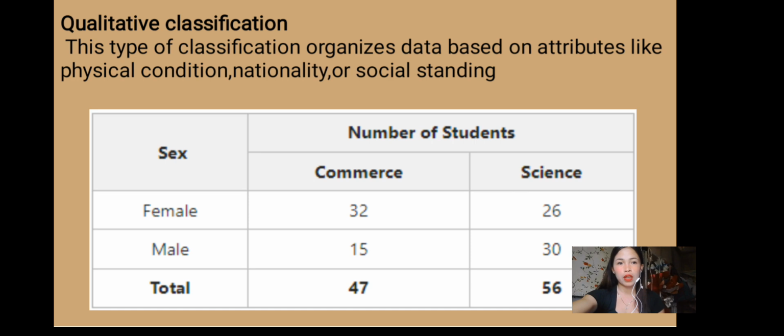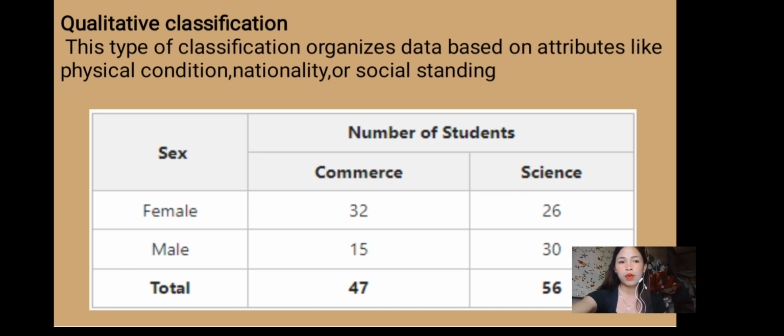First is qualitative classification. This type of classification organizes data based on attributes like physical condition, nationality, or social standing. So, qualitative classification involves organizing data based on non-numerical attributes or characteristics like gender, location, or status. Rather than quantifiable values, qualitative classification focuses on grouping data based on descriptive or categorical traits that cannot be measured numerically, just like here in the example.